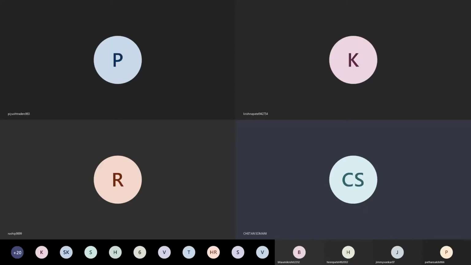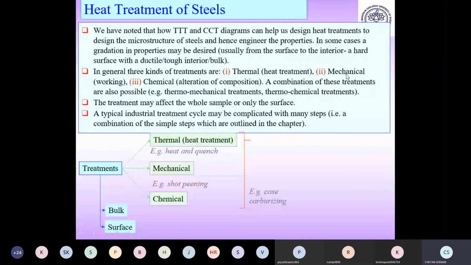Treatments: thermal treatment, where we call it heat treatment. Secondly, mechanical working, cold working or hot working. And third is chemical alteration, that is, change in the chemical composition.